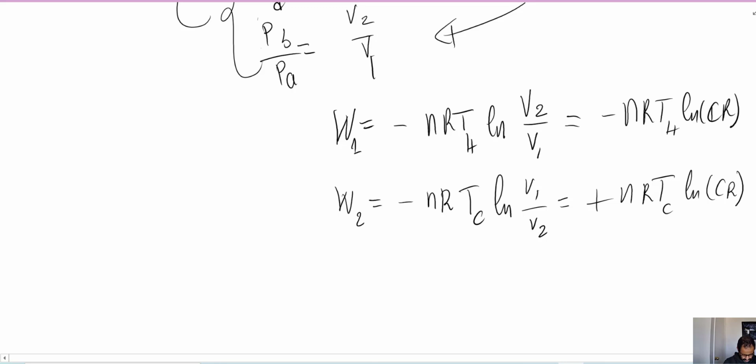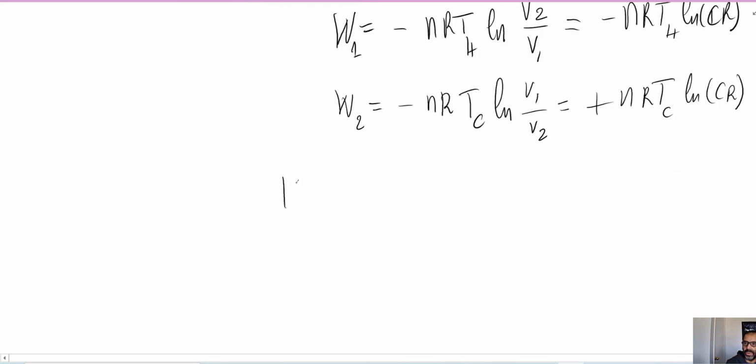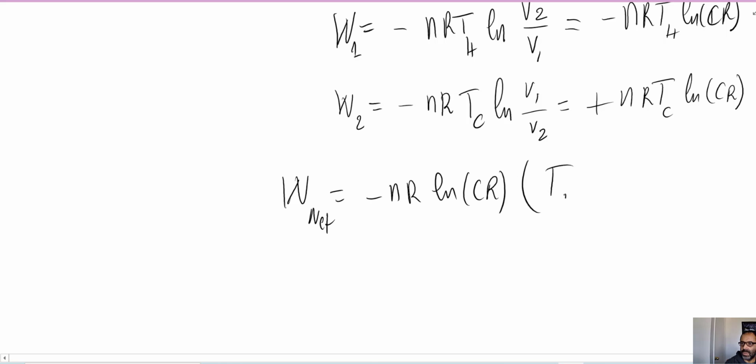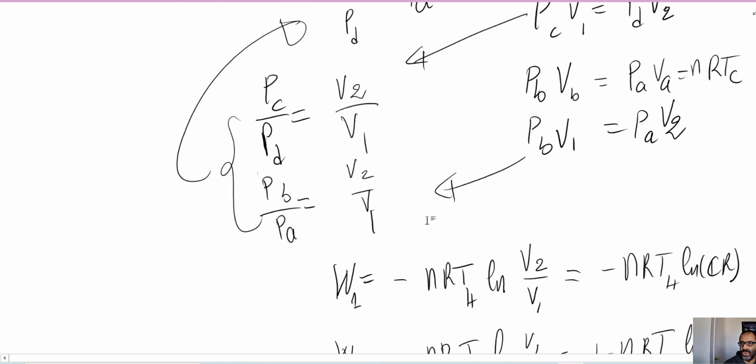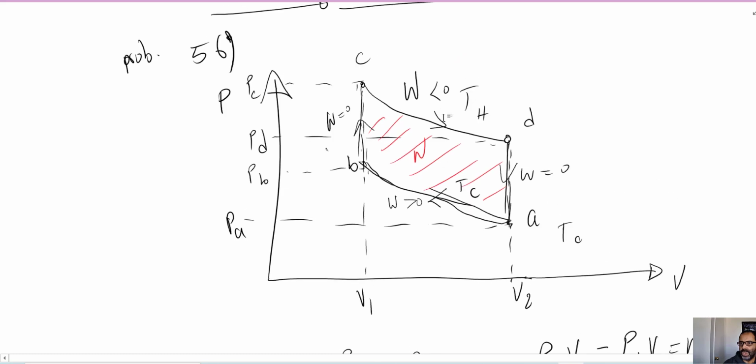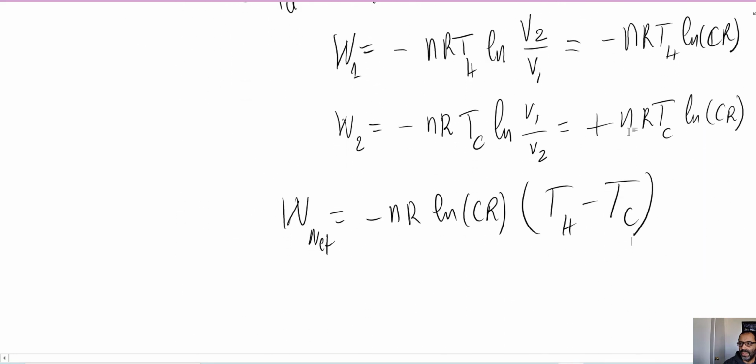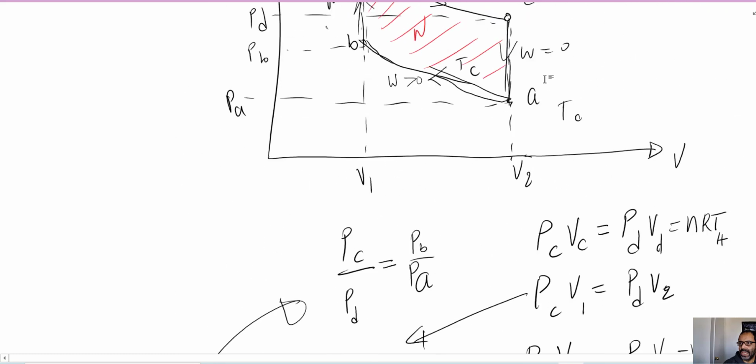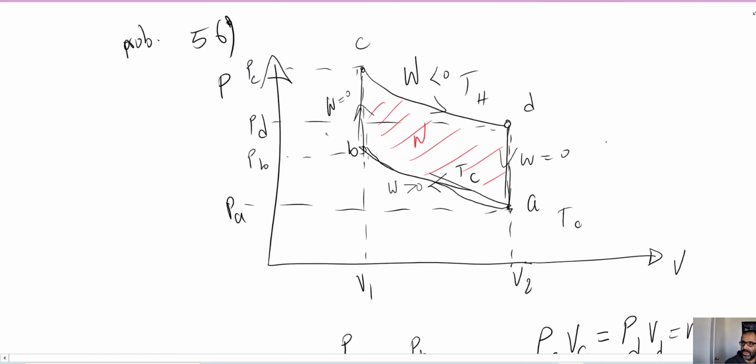An ideal engine. So now question D was basically, they didn't ask for the W net, but it's very easy. The net work in this case is going to be a negative number, so it's going to be minus NR ln of CR times the difference in temperature between TH and TC. So if you want to find the efficiency of this engine, you really have to find the Q's also. So there is a Q in here which is equal to the positive of that one, but there is actually a Q in here too.